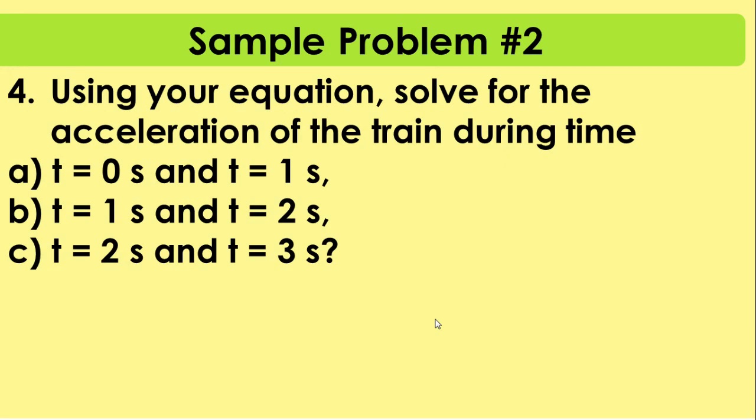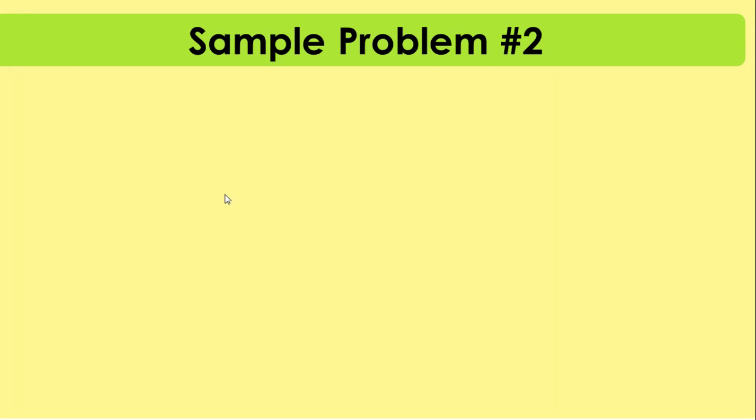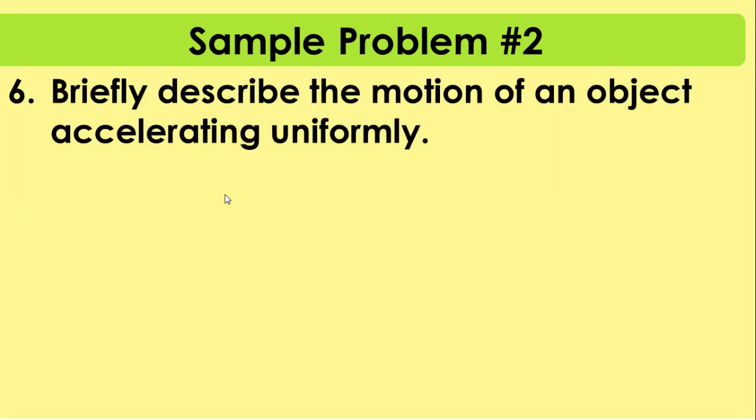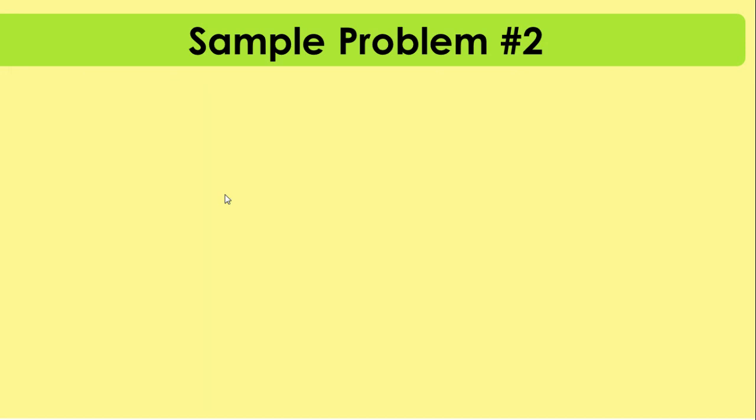Number 4, using your equation, solve for the acceleration of the train during the time intervals. Now, as you can see, it is given naman po yung mga time intervals for us to solve the acceleration. And number 5, compare the acceleration of the train in A, B, and C. And number 6, briefly describe the motion of an object accelerating uniformly. And last one is, does acceleration always mean speeding up? If no, can you cite 2 other situations where the object is accelerating?